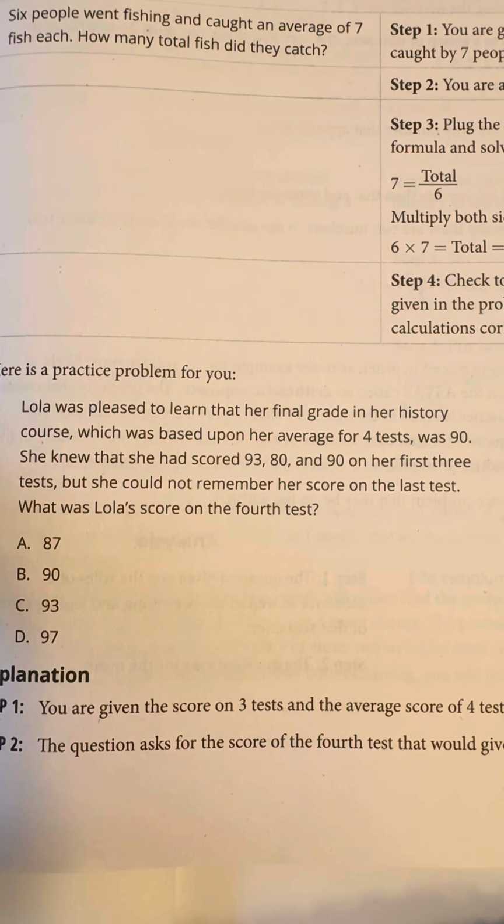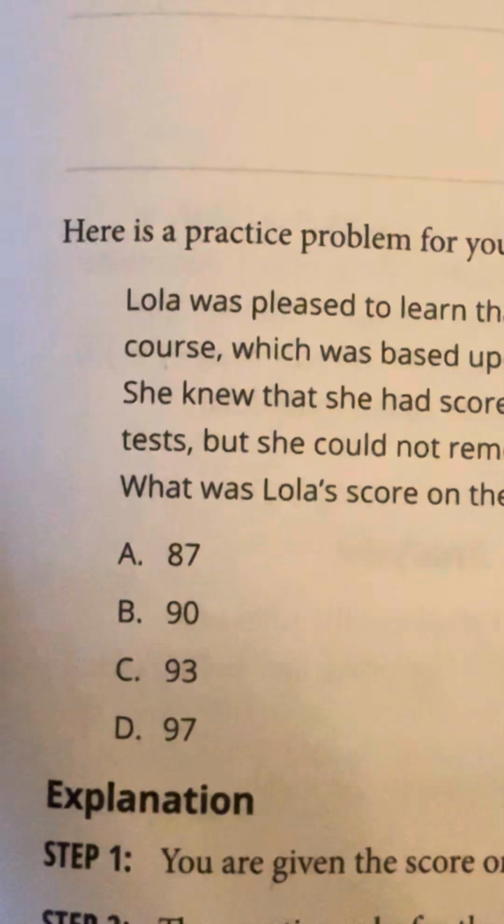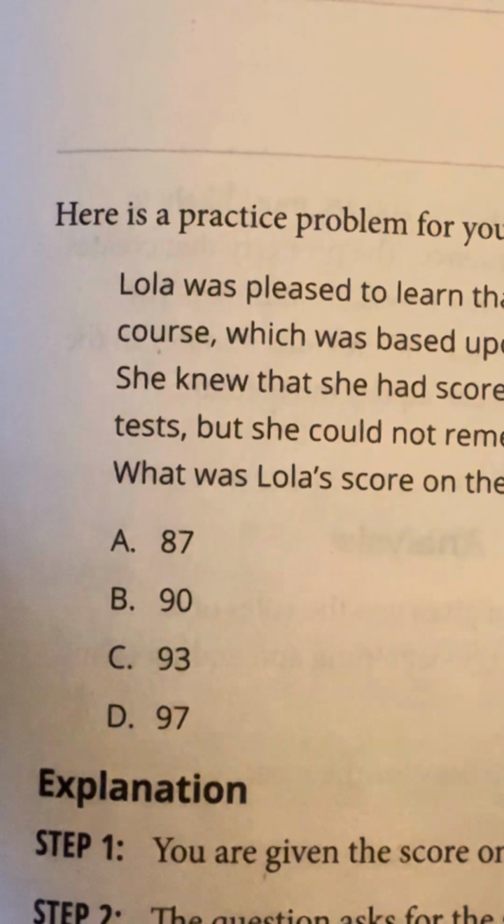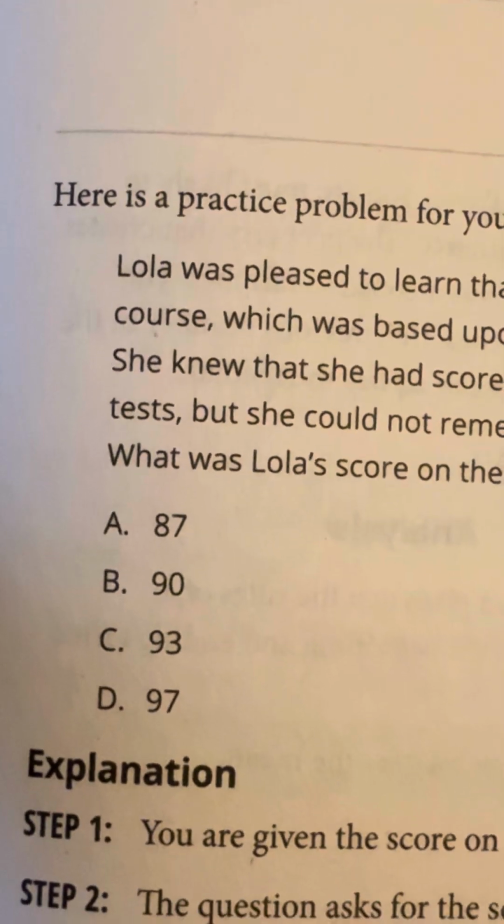So Lola was pleased to learn that her final grade in her history course was based upon her average of 4 tests, which was a 90. She knew she had scored a 93, an 80, a 90 on her first 3 tests, but she could not remember what her score was on her last test. What was Lola's score on her 4th test? As you can see, the 4 choices of answers were right here. And so we are trying to figure out what the correct magical number is to make that happen.